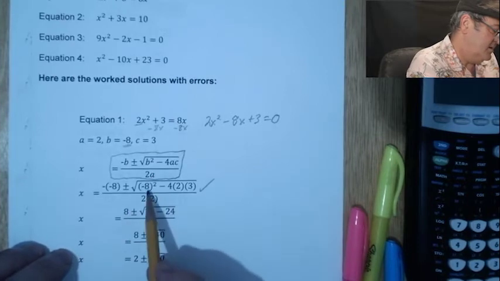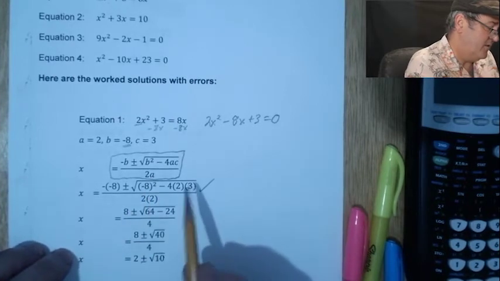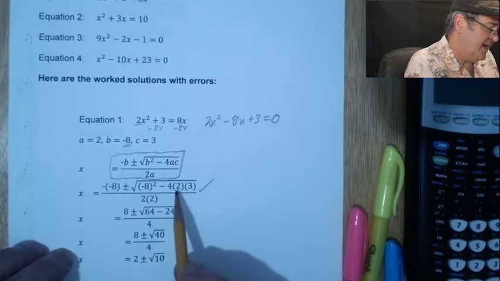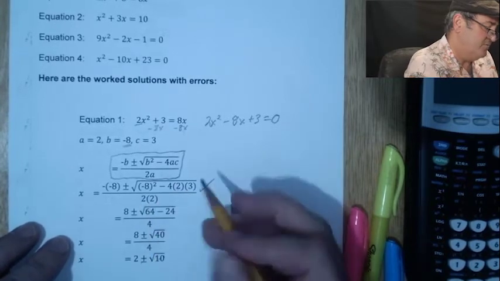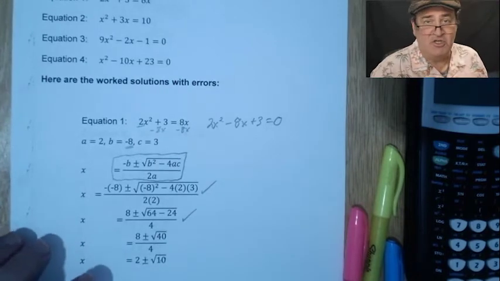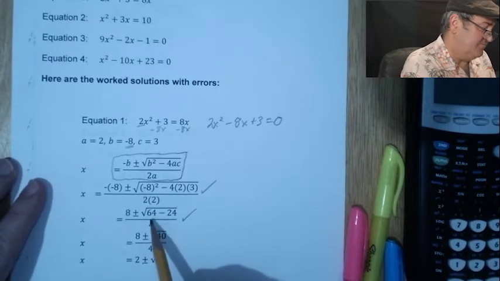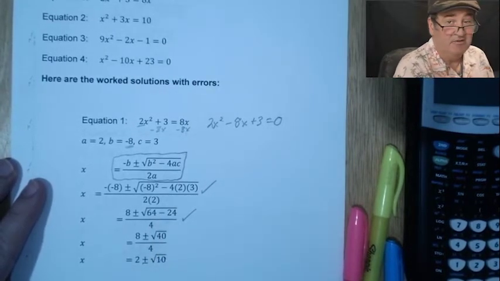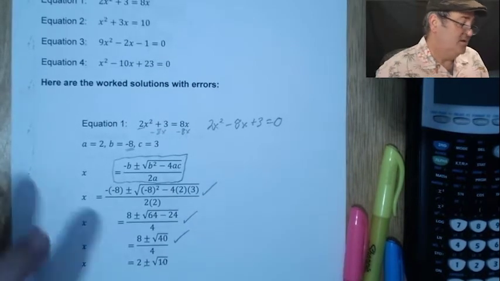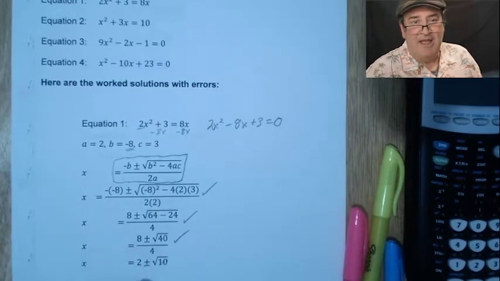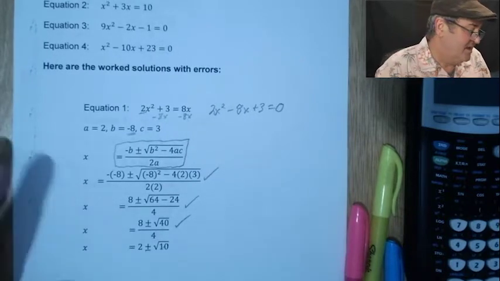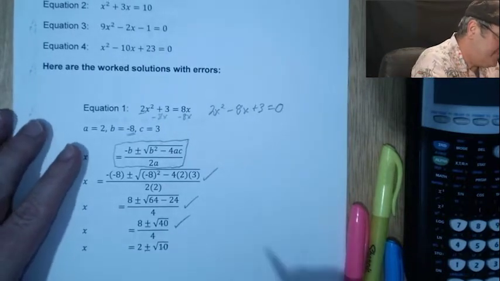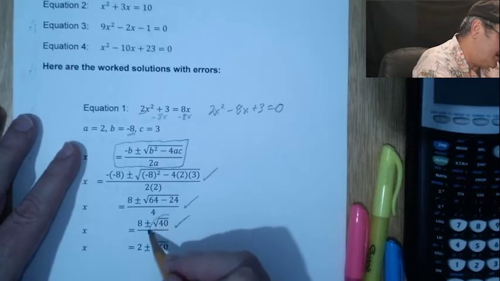That's right. -8 squared is 64. 4 times 2 is 8. 8 times 3 is 24. So it is minus 24. 2 times 2 is 4. That's good. All they did from this step to this step was subtract 24 from 64. And that's right. So that means we have a problem right at the end. What did we do? Kind of goes right here.